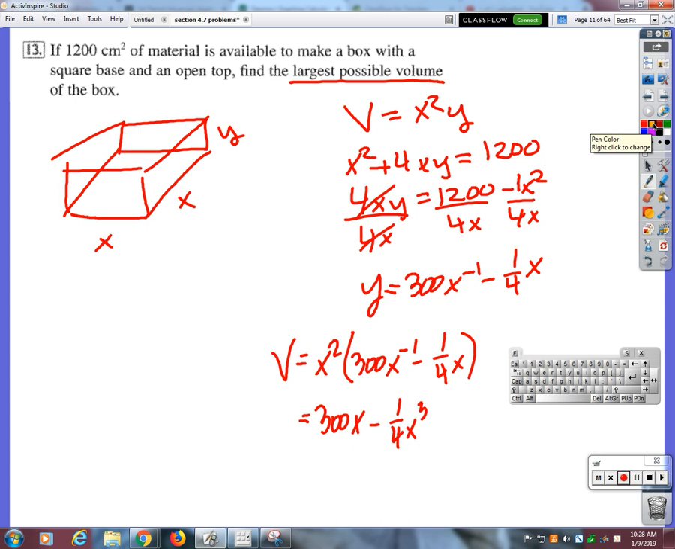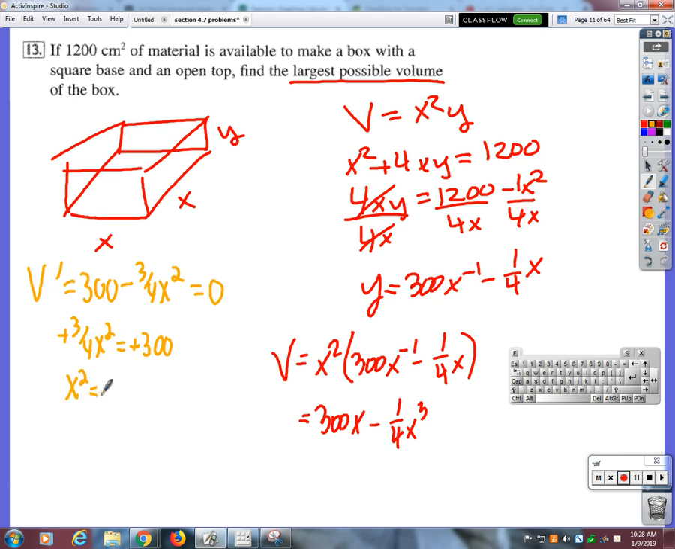Alright, so I'm going to take the derivative of it. So the derivative of the volume is equal to 300 minus 3/4 x squared, right? And then equals 0. So I can make these both positive. How do I get rid of the 3/4? Multiply by the reciprocal. Okay, so what do I get there? 400? Yeah, okay. And so that means x equals 20 again.